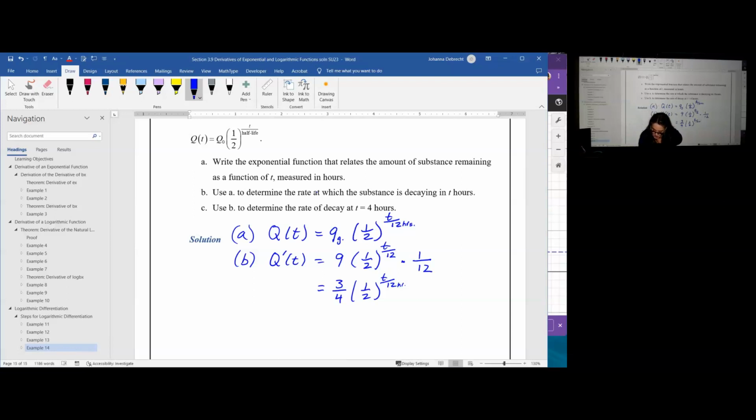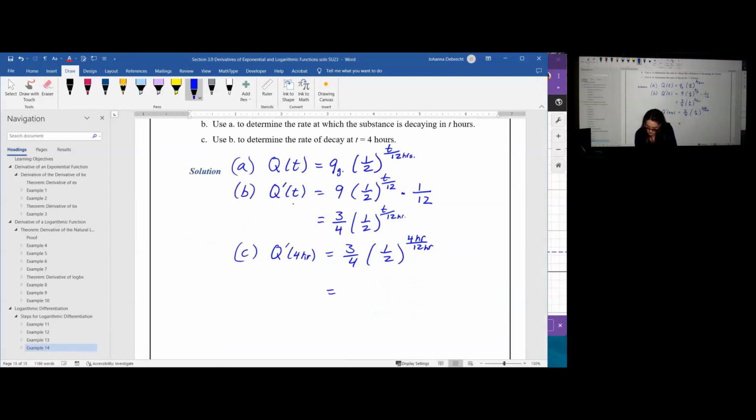So we're going to substitute into our derivative formula 4 hours. This gives me 3/4 times a base of 1/2 raised to 4 hours divided by 12 hours, which reduces to 1/3. The 3/4 is a constant. It is not being raised to the power. Only the 1/2 is being raised to the 1/3 power.